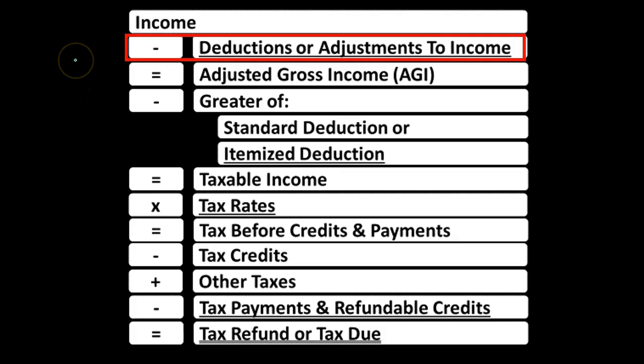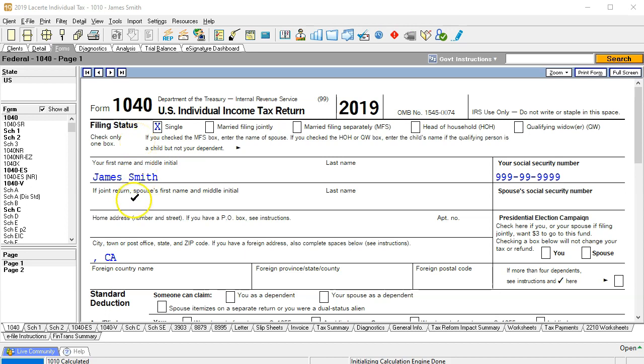With regards to our income tax equation, we're thinking here generally about the deductions, which are going to be the above-the-line or Schedule 1 deductions, as opposed to the standard or itemized deductions. Here we are on our 1040 with our mock client, James Smith, a single individual.